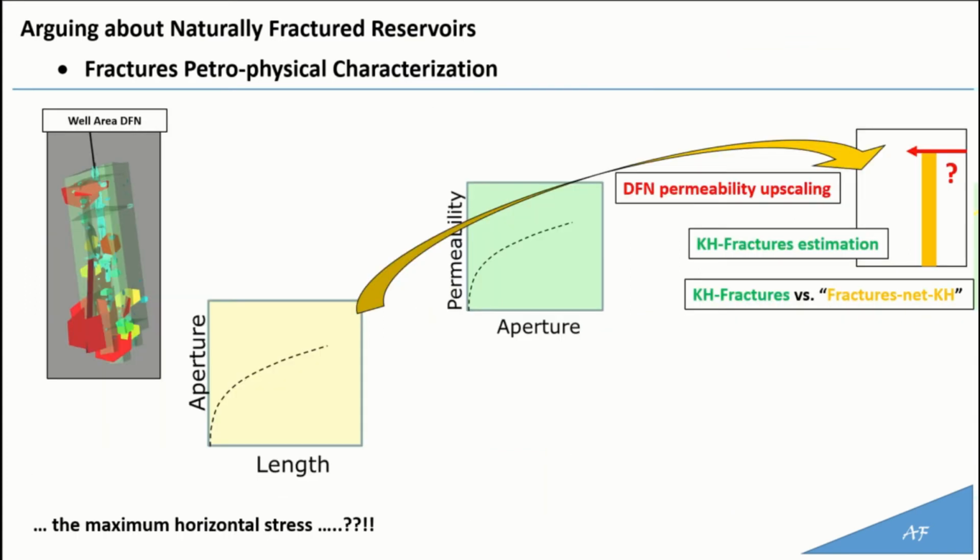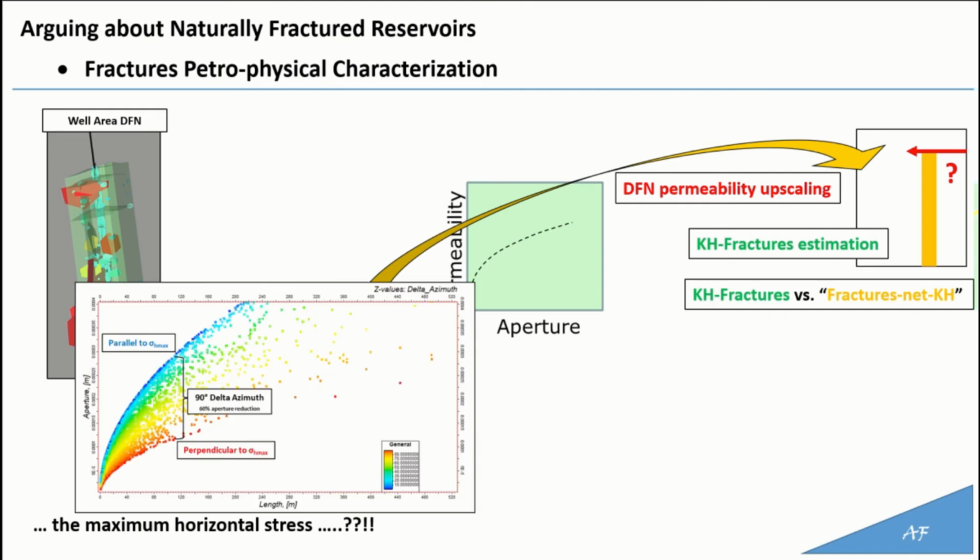In this approach, the iterative workflow is the same as formally illustrated, but the tuning of the length versus aperture correlation is replaced by the tuning of a kind of cloud that mirrors the increasing angle, delta azimuth, between the maximum horizontal stress and the fracture strike. The highest length versus aperture relationship is so assigned to the fractures oriented parallel to the maximum horizontal stress, with a gradual change in relation to the delta azimuth.